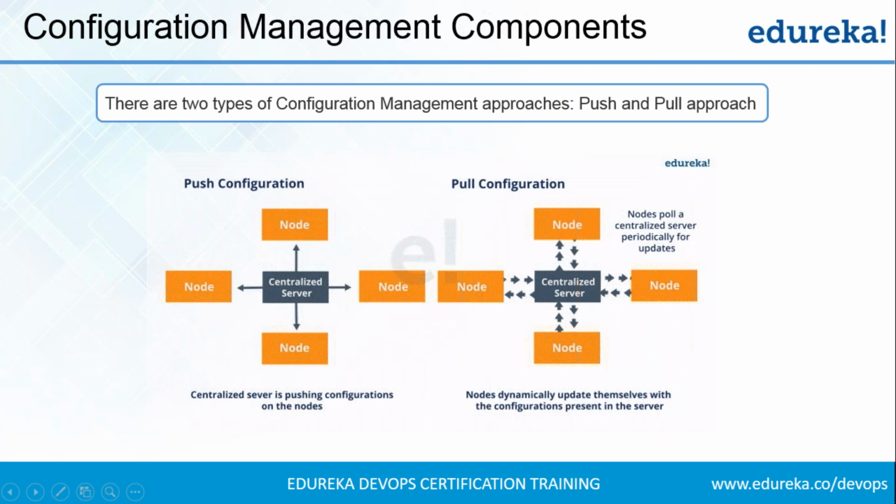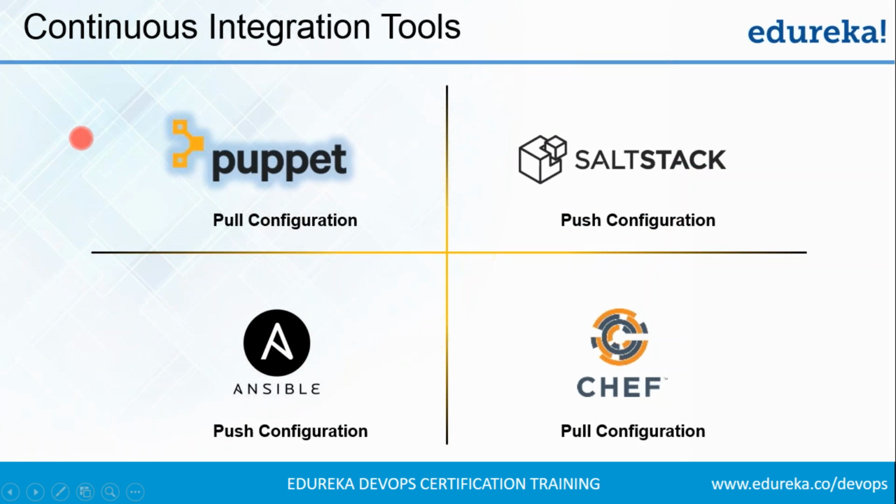All right, cool guys. So I'll move forward and we'll look at various configuration management tools. These are the 4 most widely adopted tools for configuration management. I've highlighted Puppet because in this session we are going to focus on Puppet, and it uses pull configuration. SaltStack uses push configuration. So does Ansible. Chef also uses pull configuration. So Puppet and Chef use pull configuration, but Ansible and SaltStack use push configuration. Now let us move forward and see what exactly Puppet is.